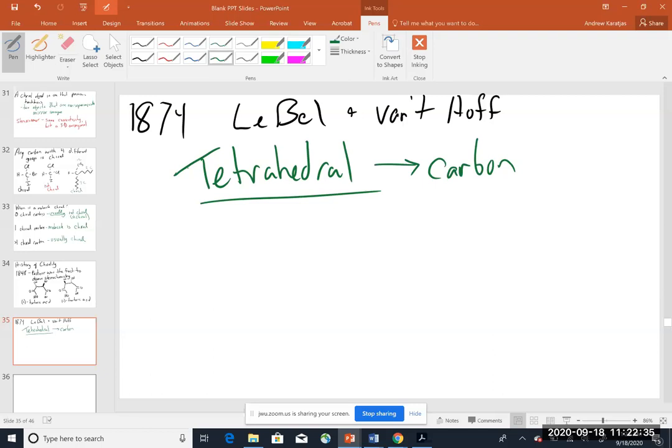And now, that's something we know to be true. There's no dispute of carbon being tetrahedral. But not everyone bought into this at that time. And so another chemist, Hermann Kolbe, wrote the following about Van 't Hoff and Le Bel's proposal.